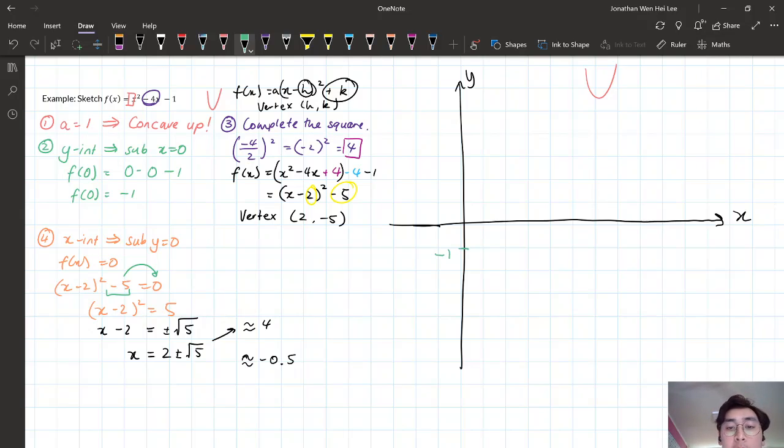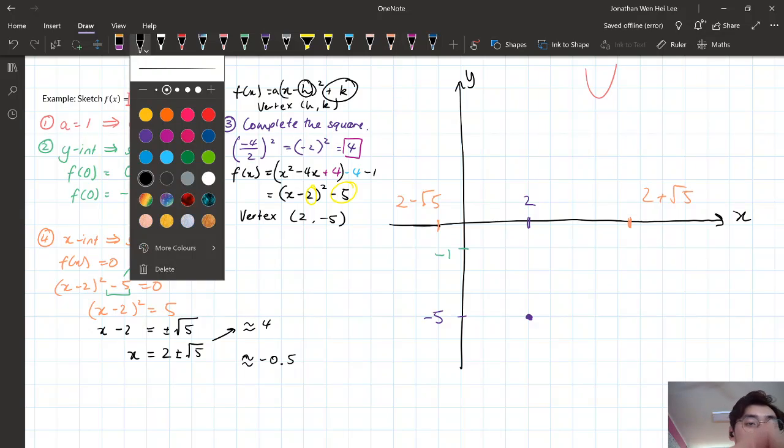Step 3, I've got my completed square, so my vertex is going to be at 2, negative 5. I'm going to put it somewhere around here. I've got a point down here. And once I've got that, I've also got my 2 x-intercepts. I've got my x-intercept at 2 minus square root 5 over here, and also 2 plus square root 5 somewhere over here. And once I've got all that information, I'm going to put it all together.